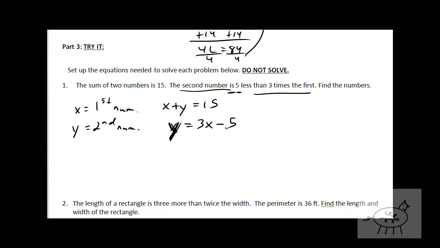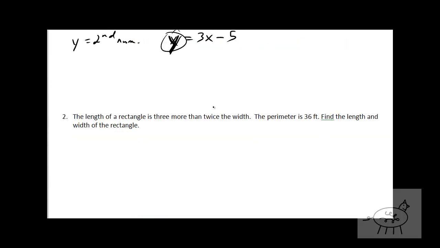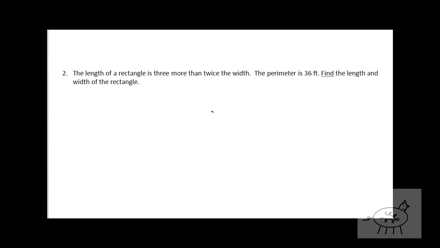Okay, so those are your two equations, and obviously we're doing a little substitution here, but I'm not going to do it now because it says do not solve. Okay, just to help you practice it. And then my last one here, it says the length of a rectangle, so L equals length, and W equals width. And it says the length is 3 more than twice width.